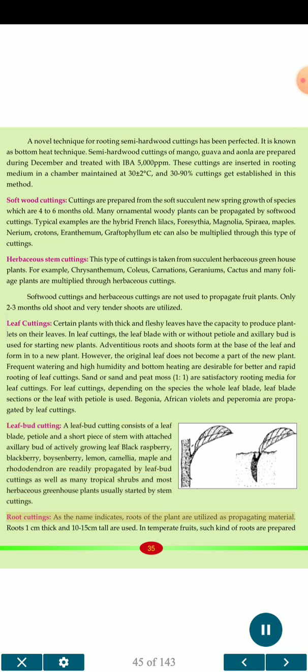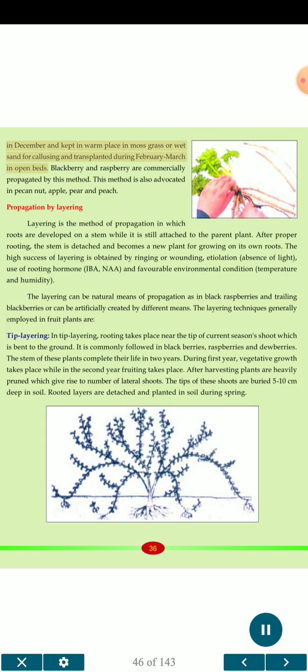Root cuttings. As the name indicates, roots of the plant are utilized as propagating material. Roots 1 cm thick and 10-15 cm long are used. In temperate fruits, such kind of roots are prepared. 36. In December and kept in a warm place in moss grass or wet sand for callousing and transplanted during February-March in open beds. Blackberry and raspberry are commercially propagated by this method. This method is also advocated in pecan nut, apple, pear and peach. Propagation by layering.